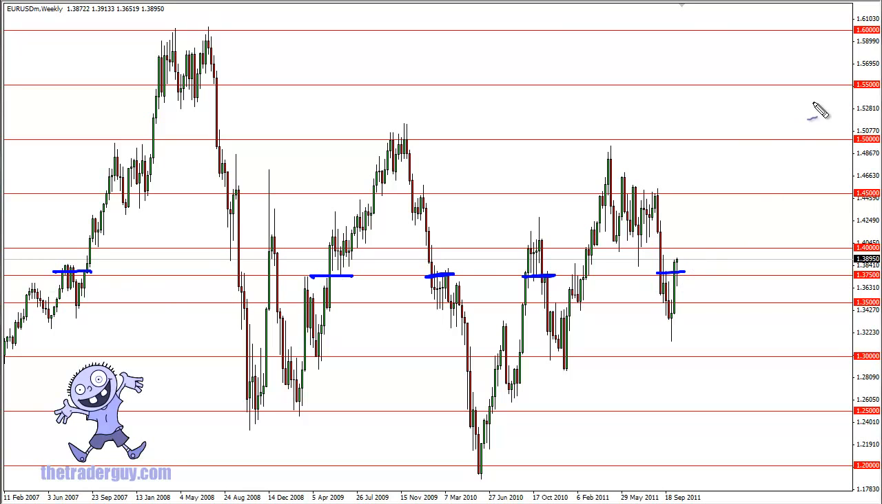But the reason I brought all this up was a lot of people don't understand support and resistance and how easily it can be used. No matter what type of trading you're doing, you should be aware of it.